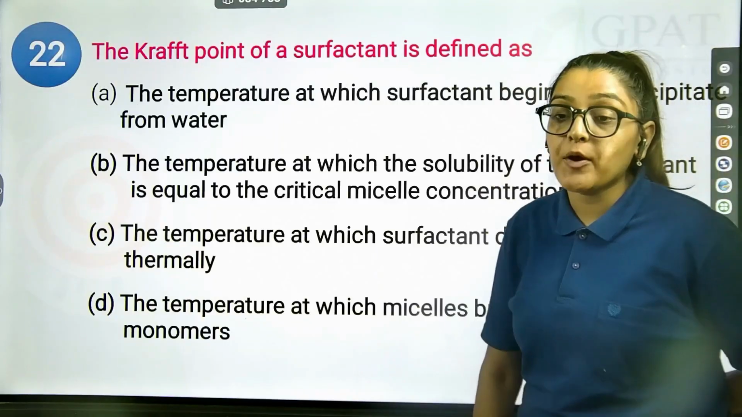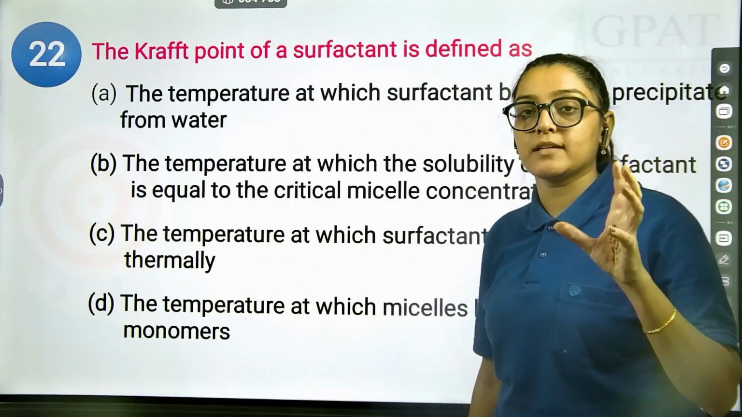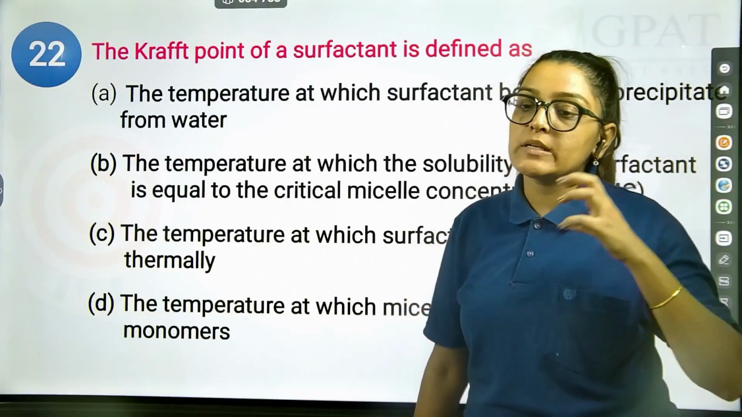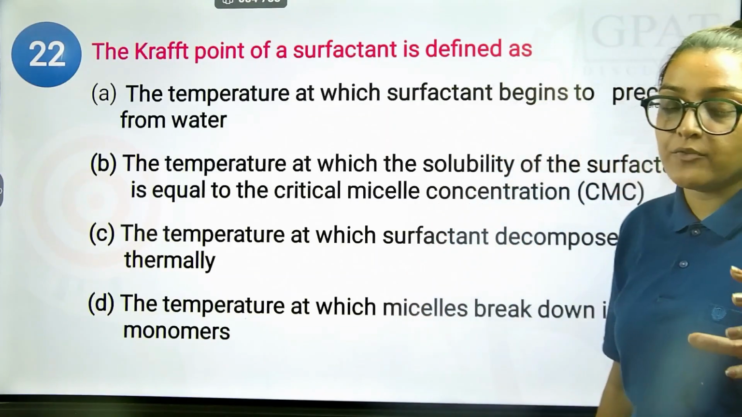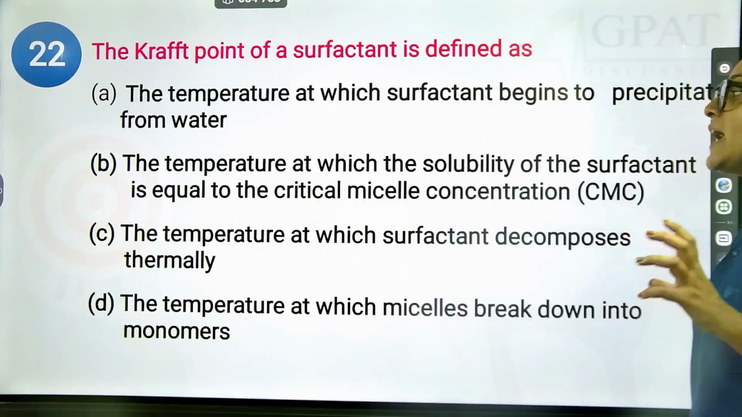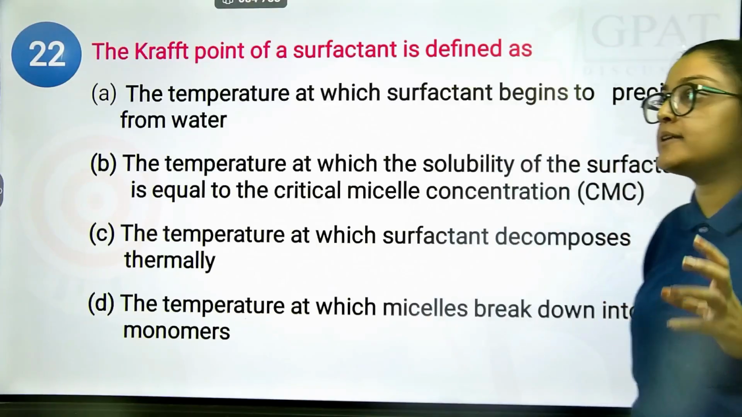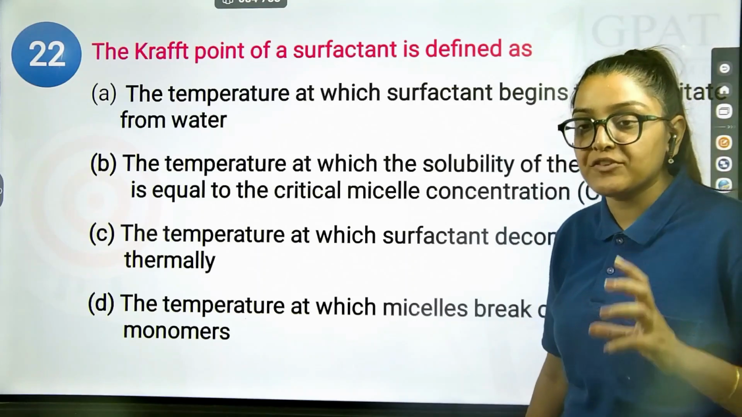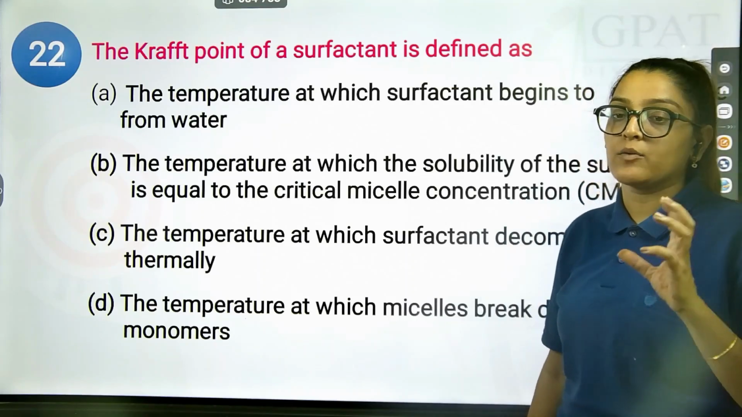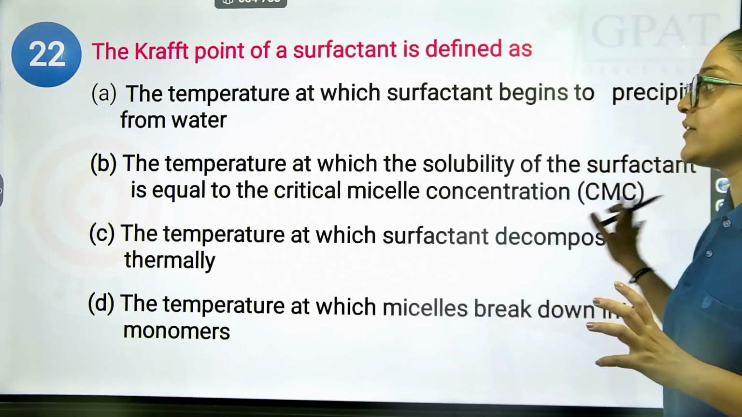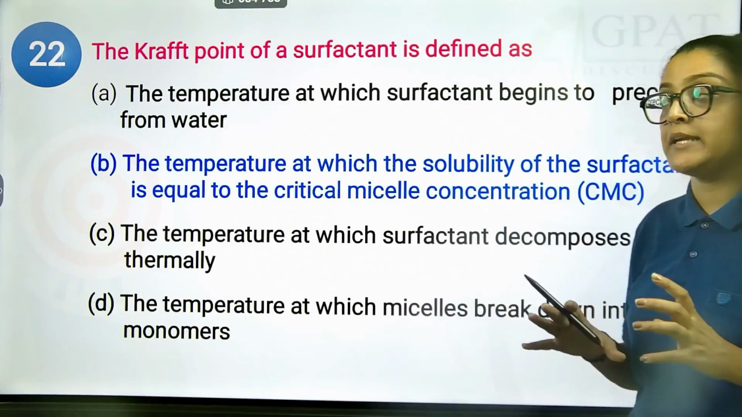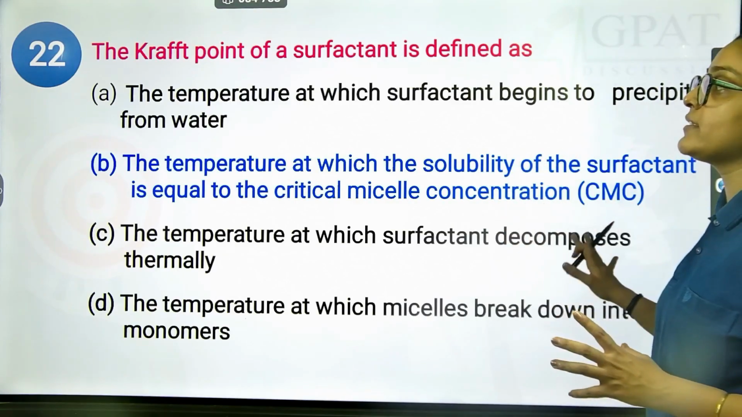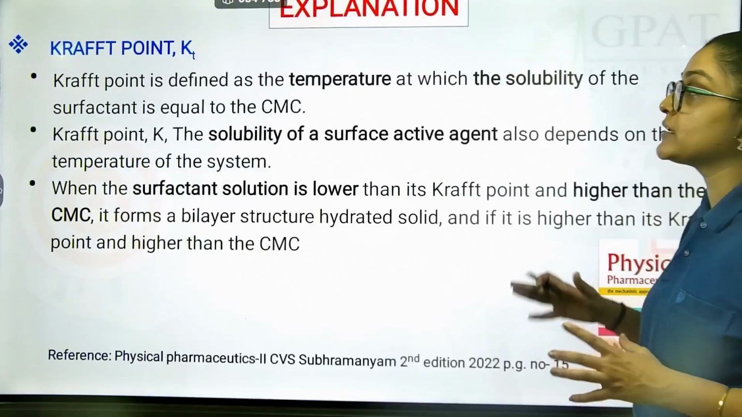Next, Kraft point of the surfactant. Can you relate it? Kraft point with CMC we have discussed in the class. One was cloud point, one was Kraft point. So Kraft point would be the temperature at which the solubility of the surfactant is equal to the critical micellar concentration. I hope with the definition you must have figured out what the correct answer was. So it is a direct definition based question. So we need not say that option B is correct. Okay. So it is quite relevant that the correct answer would be option number B.